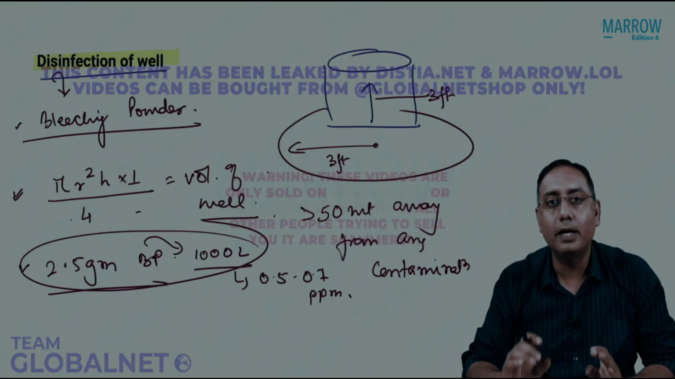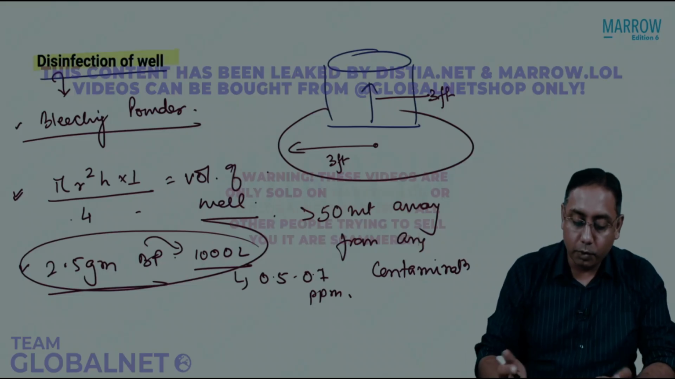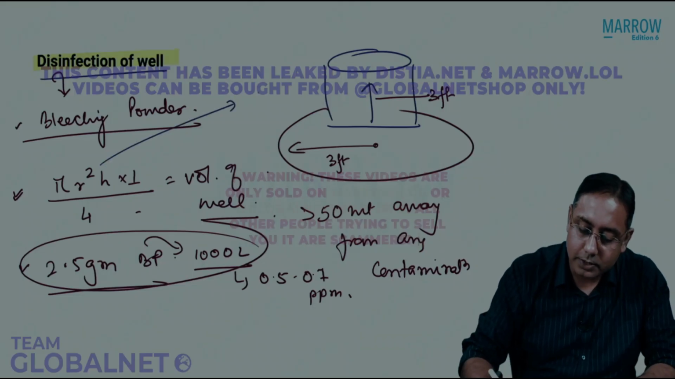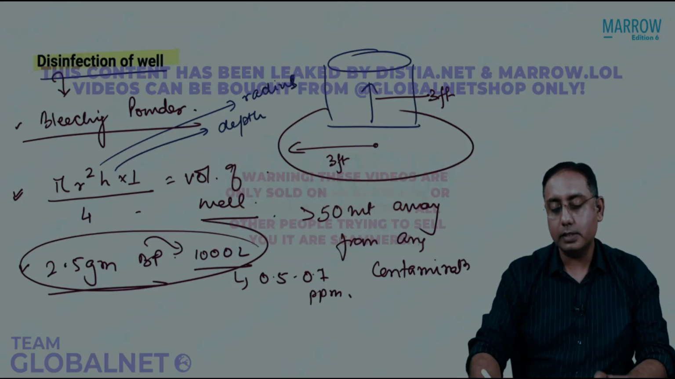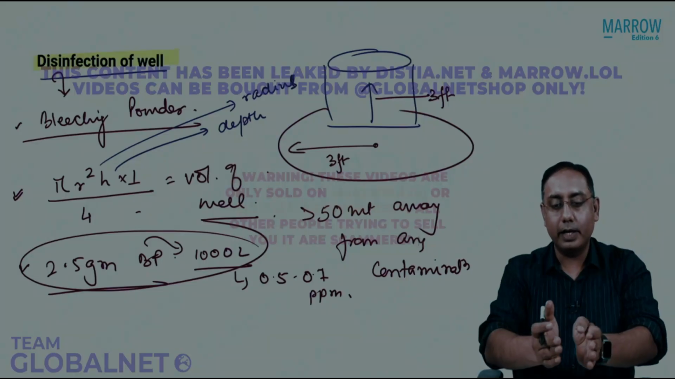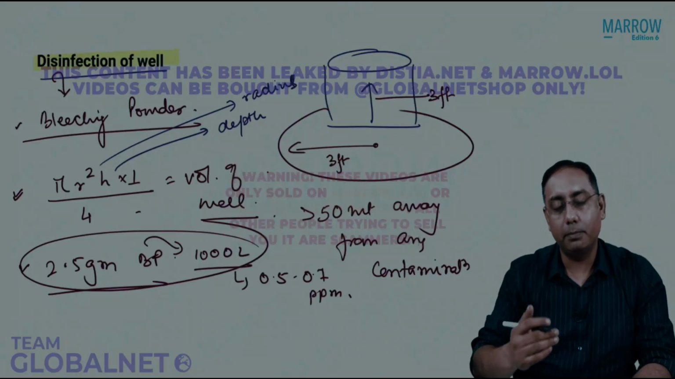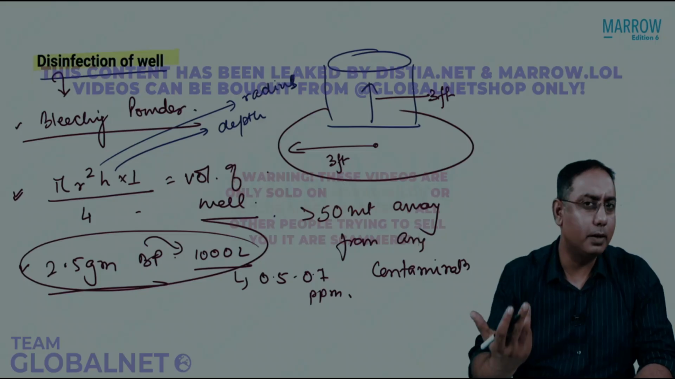How to calculate pi r square h divided by 4. What is r over here, beta? R stands for the radius of the well. H stands for the depth of the well. So how much is the upper radius, and how much is the depth? Pi r square h multiplied by 1/4, or divided by 4.